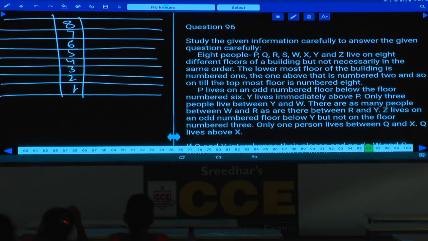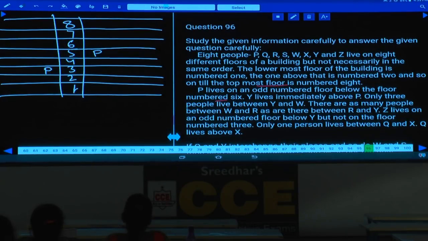And there is number 2 and so on till the topmost floor is number 8. P lives on an odd number floor below the floor number 6. What are the possibilities for this P? P can be either the 5th floor, or the 3rd floor, or the 1st floor. How many possibilities? 3 possibilities.